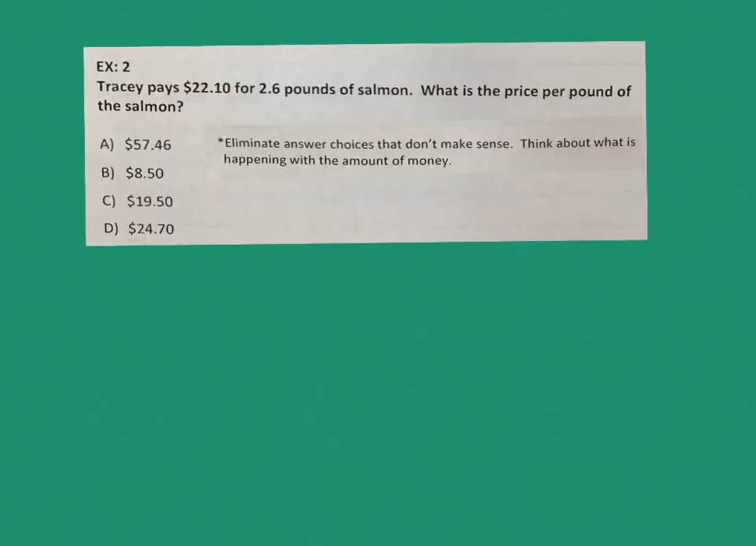The second example is going to be multiple choice. It says Tracy paid $22.10 for 2.6 pounds of salmon. What is the price per pound of the salmon? Again, I'm going to start out with identifying the important information. $22.10 for 2.6 pounds. And then it wants to know what is the price per pound. So that again tells me now I just need 1.